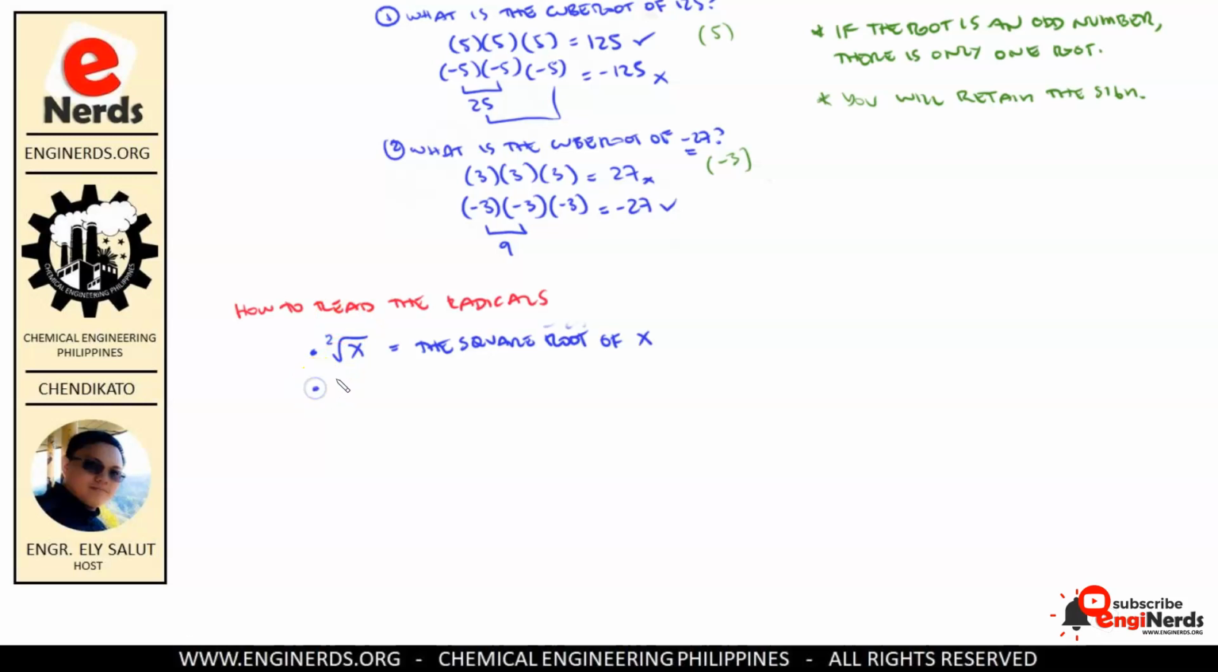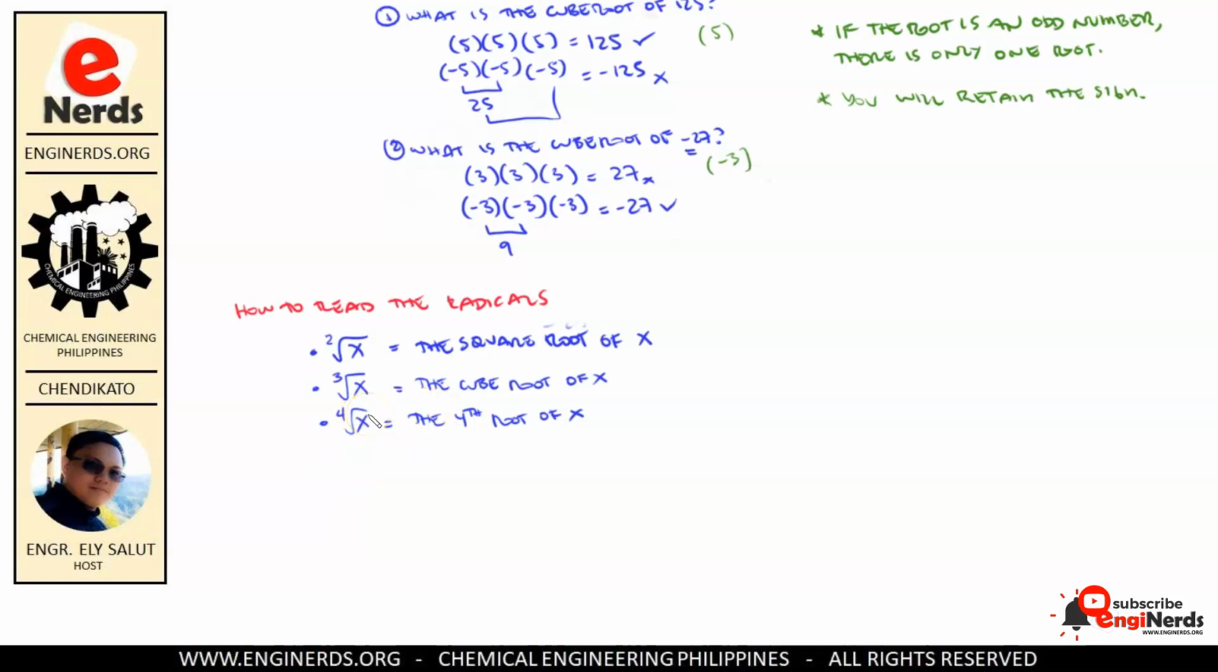And then, if you have this notation, this is read as the cube root of x. And then, the next one, you will read this as the fourth root of x. And it will go on and on for the following ones. You will just use the ordinal numbers in reading this. For example, if our index is 5, you will read this as the fifth root of x.